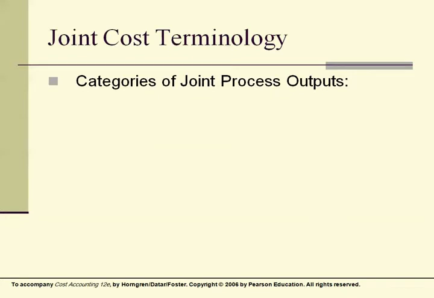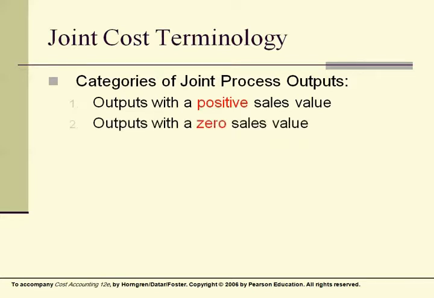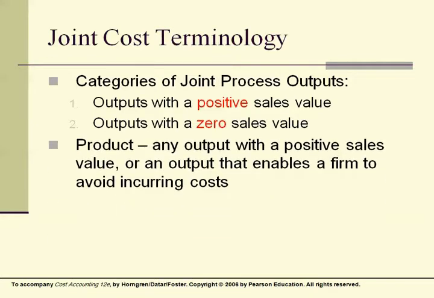Joint cost terminology. Categories of joint process outputs. Number 1, outputs with a positive sales value, referred to as products. Number 2, outputs with a zero sales value. Product is any output with a positive sales value or an output that enables a firm to avoid incurring costs. Its value can be high or low.